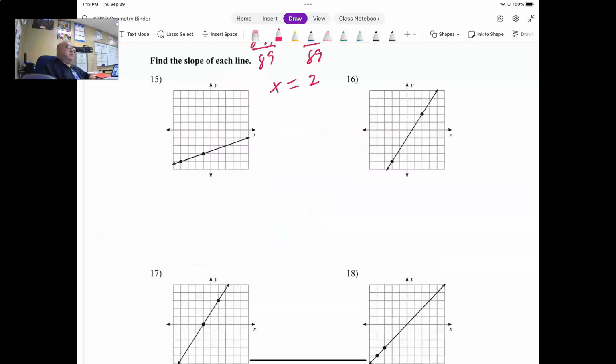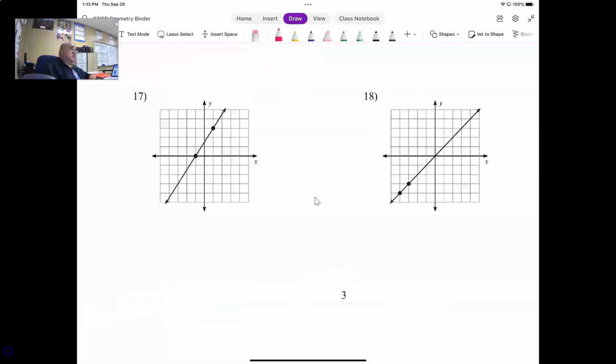Number 15, we are going to find the slope of these 2 points. And so what I'm going to do is make a right triangle. We know that slope is equal to rise over run. And you know that this is a positive slope. It's going to rise from one point to the next one, and it's going to run 3. So the slope is 1/3. Rise over run. 17, we have 2 points and we have a line. We're going to go ahead and make this right triangle.